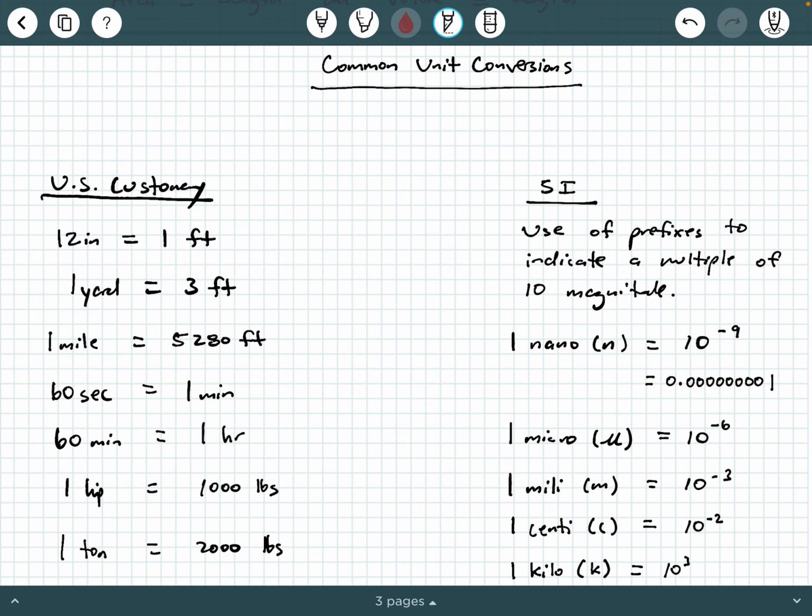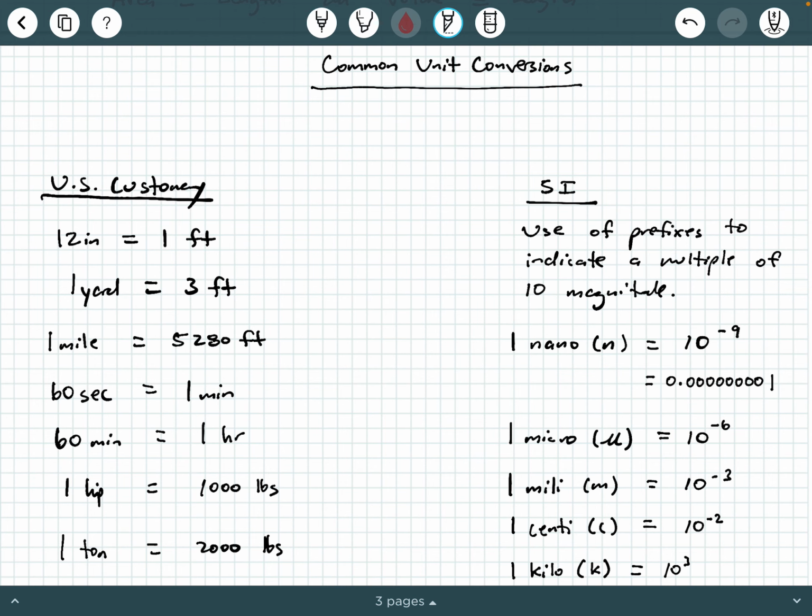So commonly, we see the unit conversions of 12 inches is equal to 1 foot. 1 yard is equal to 3 feet. So we see that quite often. Another common English unit conversion that we encounter sometimes in engineering is that 1 mile equals 5,280 feet.